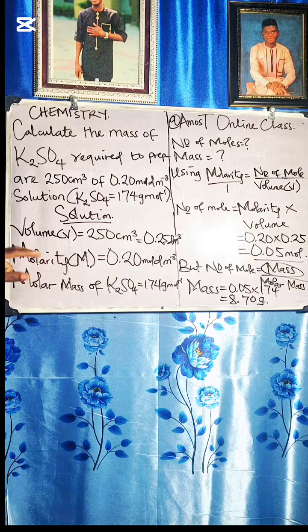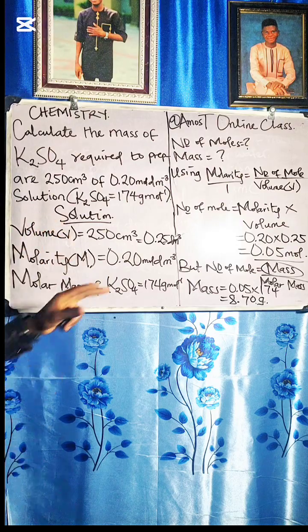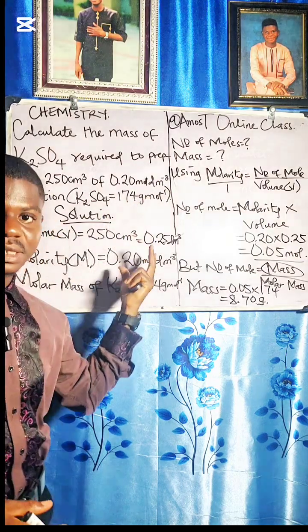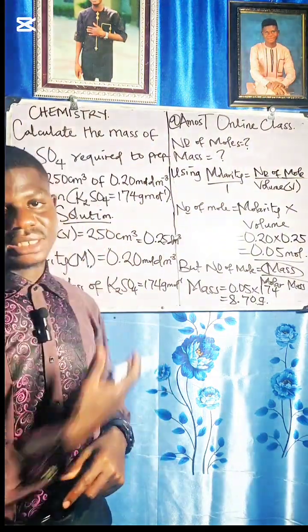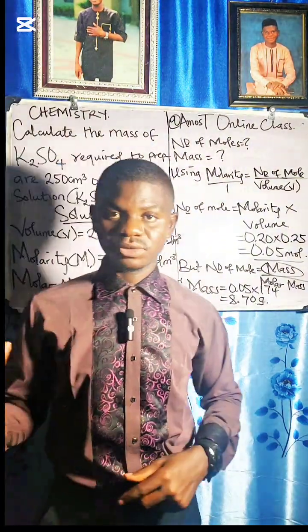So basically we have calculated the mass of potassium sulfate required to prepare 250 cubic cm of 0.20 mole per cubic dm solution. As simple as that. This is a very tricky chemistry problem that we have demystified at MST online class.